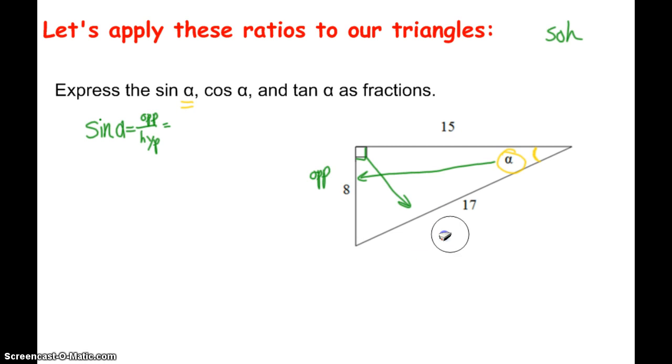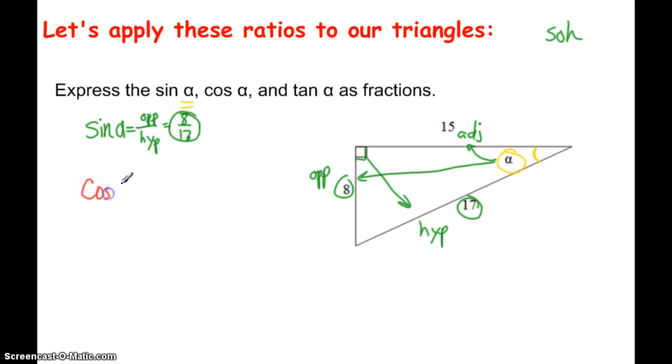That's not opposite. Hypotenuse. And my adjacent side is 15. And so opposite over hypotenuse is 8 over 17. I can't simplify that fraction, so that is my sine.